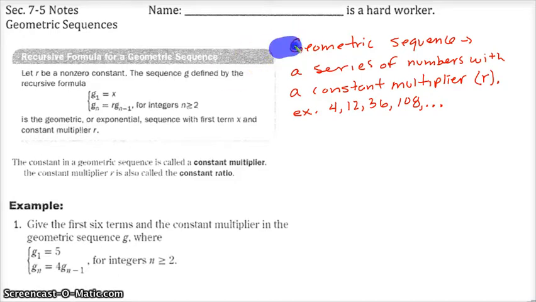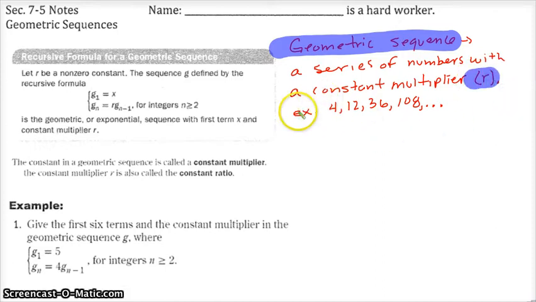A geometric sequence is a series of numbers that has a constant multiplier. In other words, each number is multiplied or divided by the same number to get the next. We call that constant multiplier R. In the example shown, 4, 12, 36, 108 has a constant multiplier of 3 because 4 times 3 is 12, 12 times 3 is 36, and 36 times 3 is 108. So my R value here equals 3.